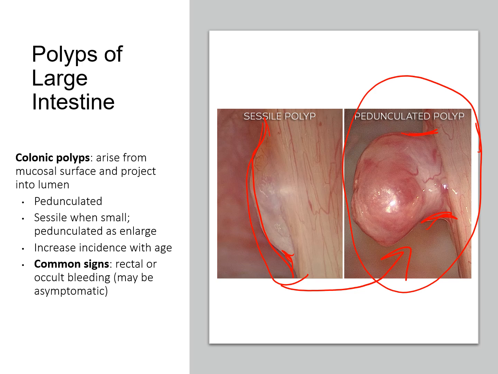So the incidence of this increases with age, especially in the proximal colon. The distal colon is near the rectum, proximal is near the small intestine. These are usually asymptomatic, but when they become symptomatic, you may have rectal or occult bleeding.